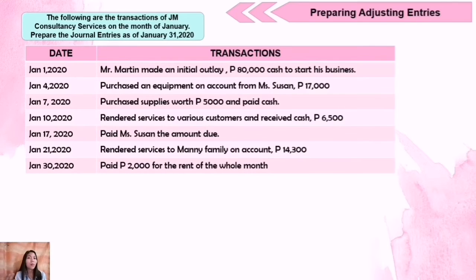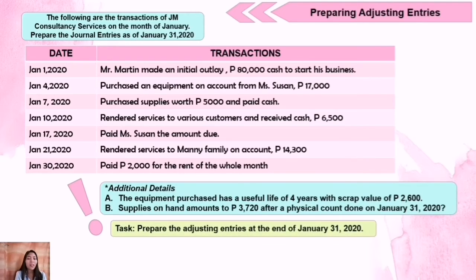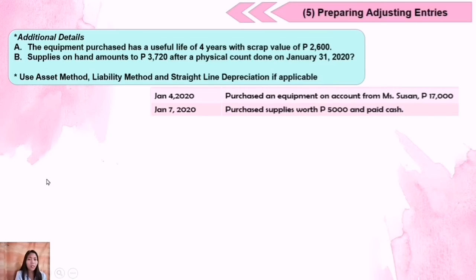So let's now try to prepare adjusting entries in the previous example related to the previous video lesson. This is the JM Consultancy Services transactions from last time. What I'll add here are the additional details of the equipment as well as the number of supplies at the end of January 31. Then the task is to prepare the adjusting entries on January 31. Let's start first with letter A, the equipment. I just stated here, you can use the straight line depreciation if applicable.